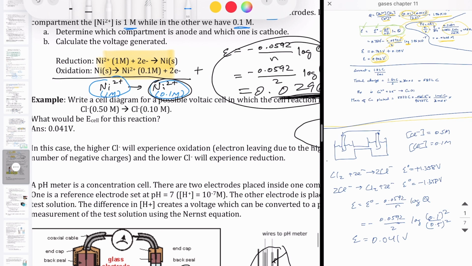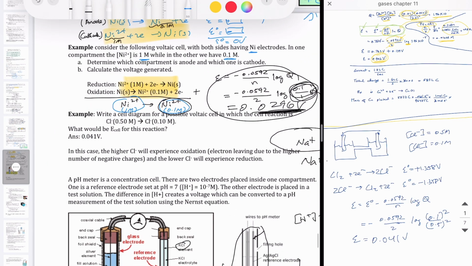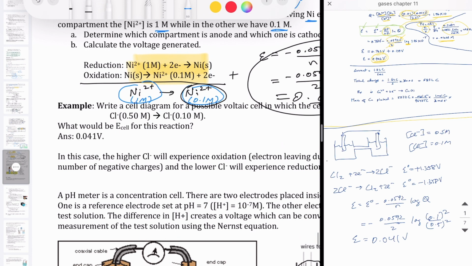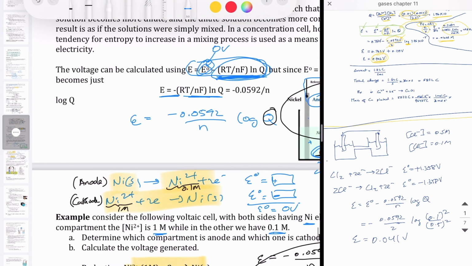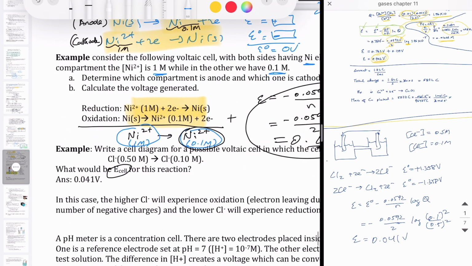Let's take a look at one more example on how to apply this idea of concentration cell to calculate voltage. In this example, we have a cell where we have a chlorine and chloride reaction. One compartment has a half molar concentration of the chloride ion, and the other one is 0.1 molar of the chloride ion. The question here is, what is the E cell of the reaction?